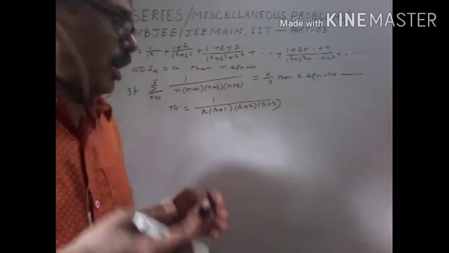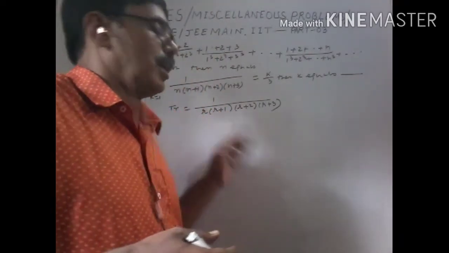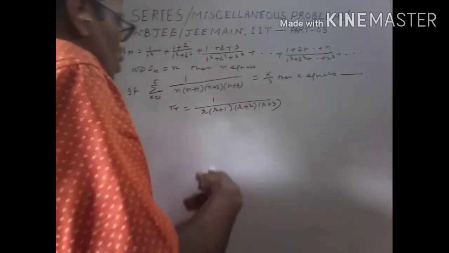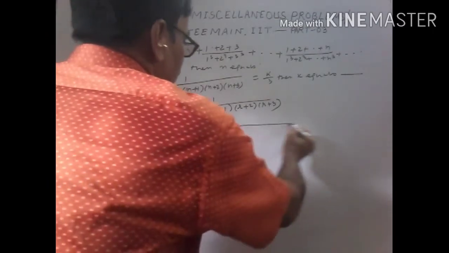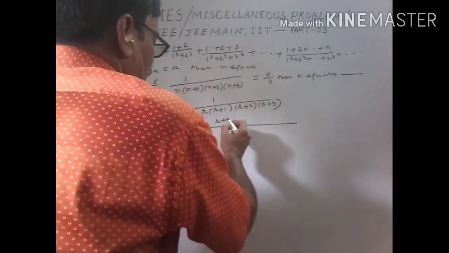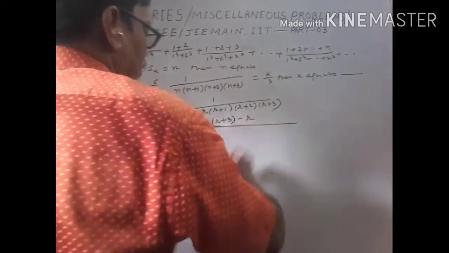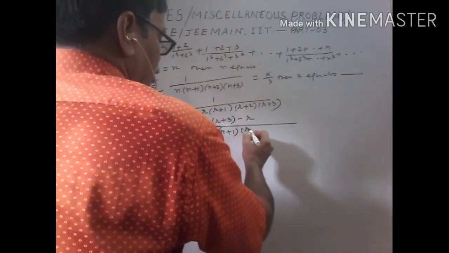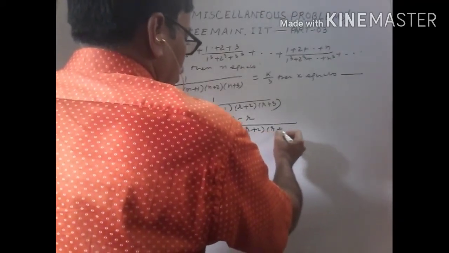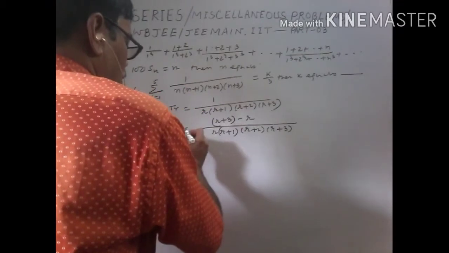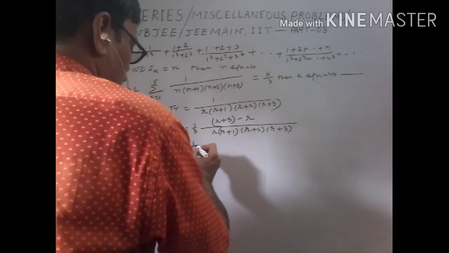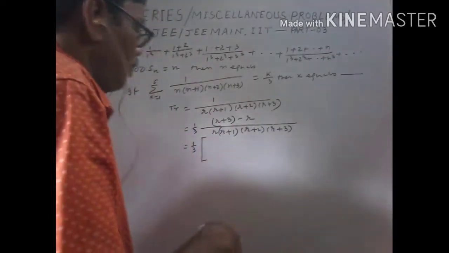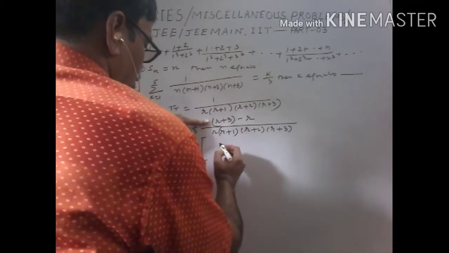So our main aim will be to write TR as a difference of two consecutive terms. So the rule is: the difference of the greatest, R plus 3, minus R, and then you write the denominator as it is. To balance it, you have to take 1 by 3. Now look, if you divide this by this, what are we getting?